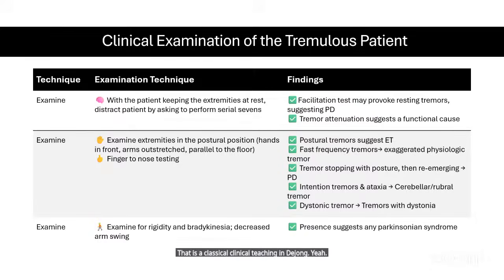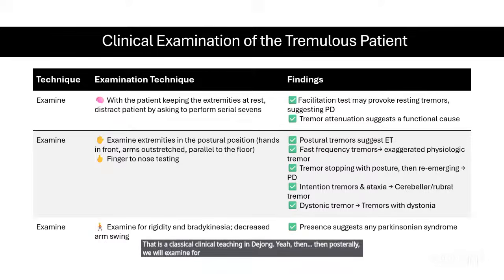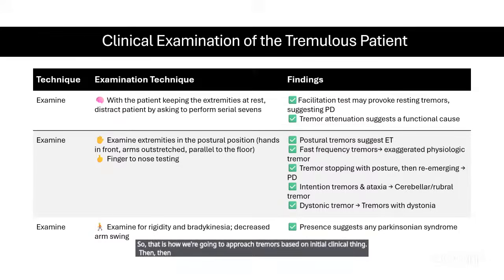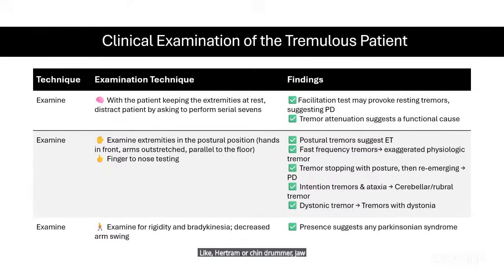Then postural, you will examine with outstretched hands. So that is how you approach tremors based on the initial clinical features. Then you can also approach based on the body part, like head tremor, chin tremor, jaw tremor, palatal tremor, leg tremor. Leg tremor can be orthostatic tremor, orthostatic myoclonus, or somebody has a rest tremor in the leg. Think of IPD, idiopathic Parkinson's. When somebody has a rest tremor in the leg, it is very, very likely to be IPD, idiopathic Parkinson's.